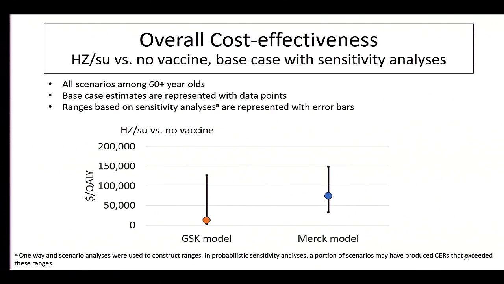Okay, so there's 3 takeaways from this. 1, these error bars overlap. 2, even at their extreme points, they're all underneath $150,000 per quality-adjusted life year. And a final point, though this y-axis is truncated at 0, there were many sensitivity analysis simulations in the Merck model or in the GSK model that yielded cost-saving outcomes, but we don't present those numerically, but they were in there.